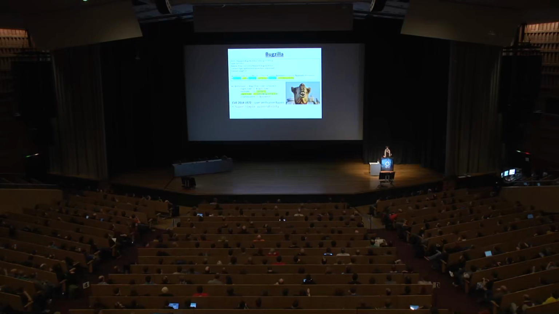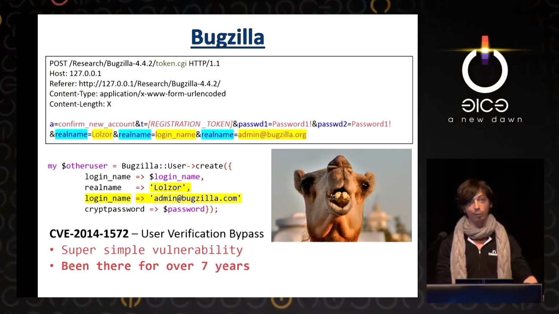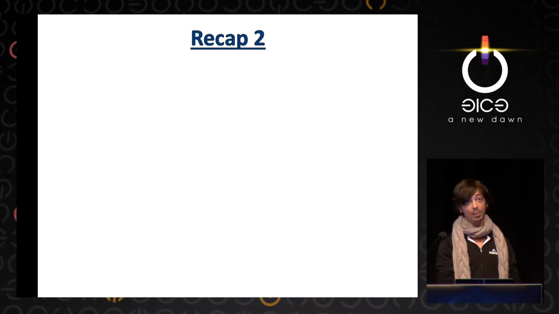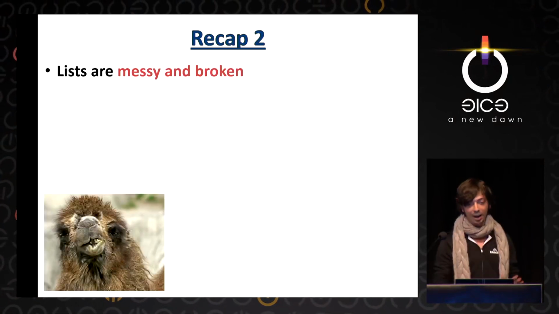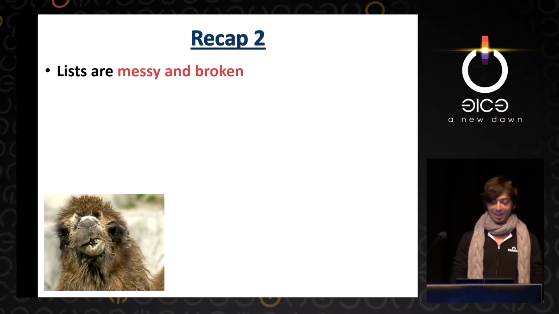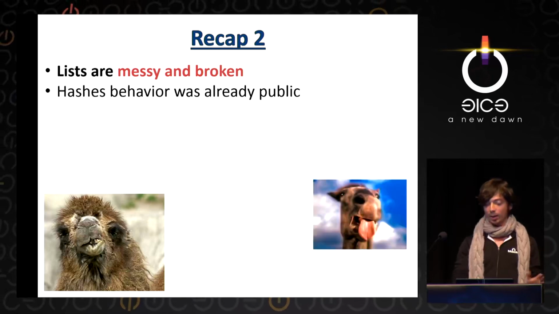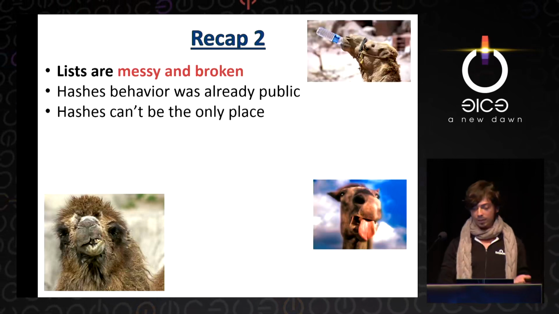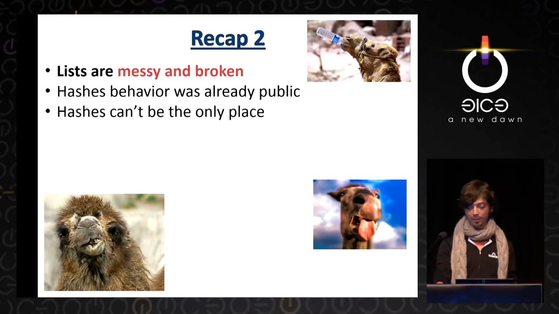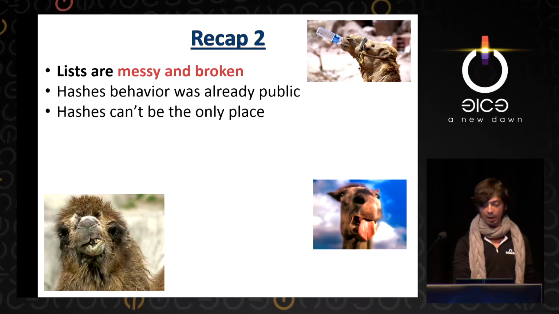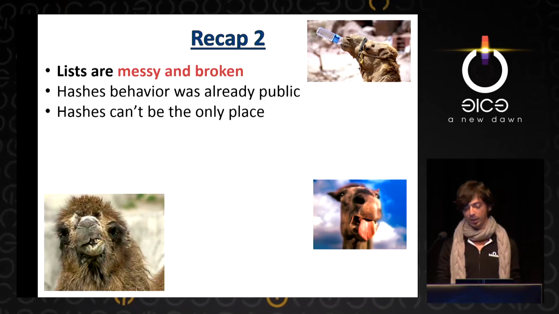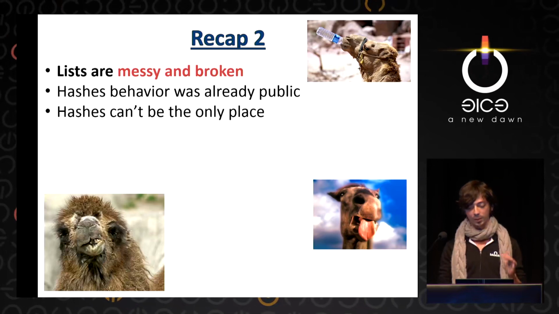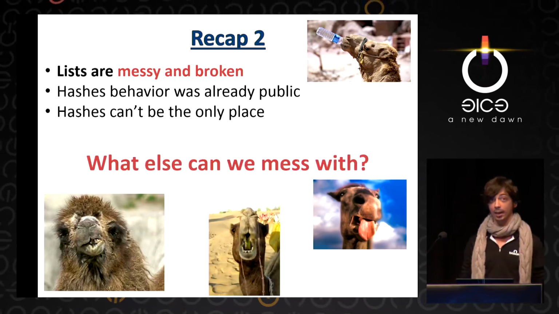This is a super simple vulnerability that's been there for over 7 years. So let's recap again. Lists are messed up. But those list quirks I showed thus far were already public. Hashes, though, can't be the only place vulnerable, right? So let's leave hashes aside and take list expansion behavior to the next level, so we could really mess things up with some bizarre, undisclosed vulnerabilities and behaviors.